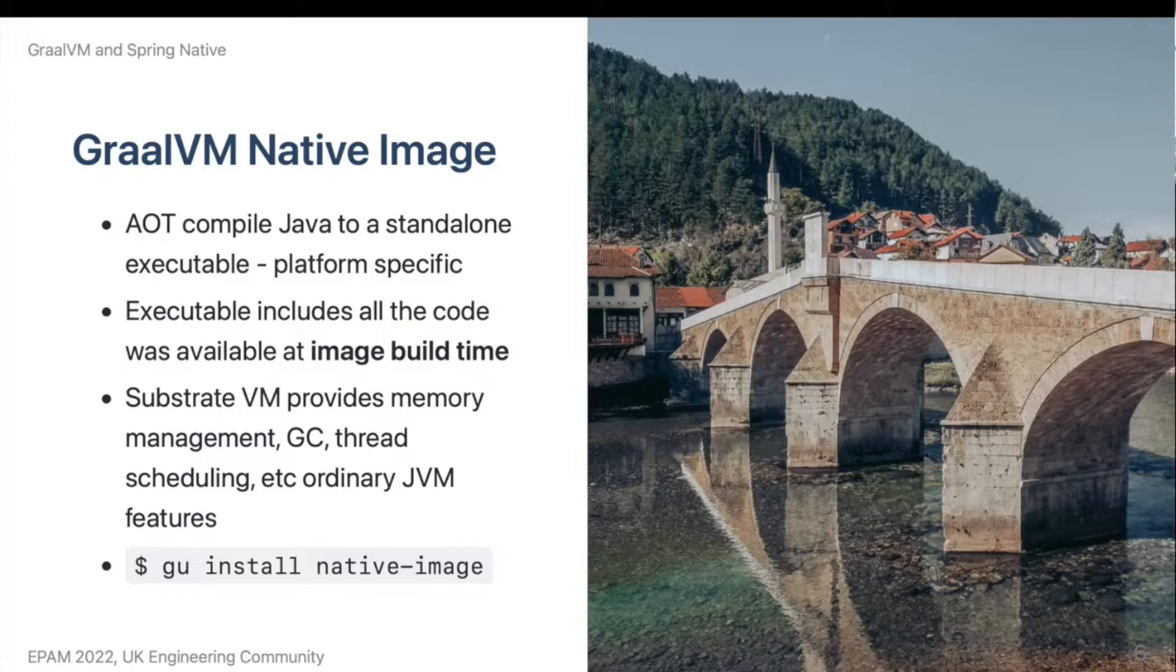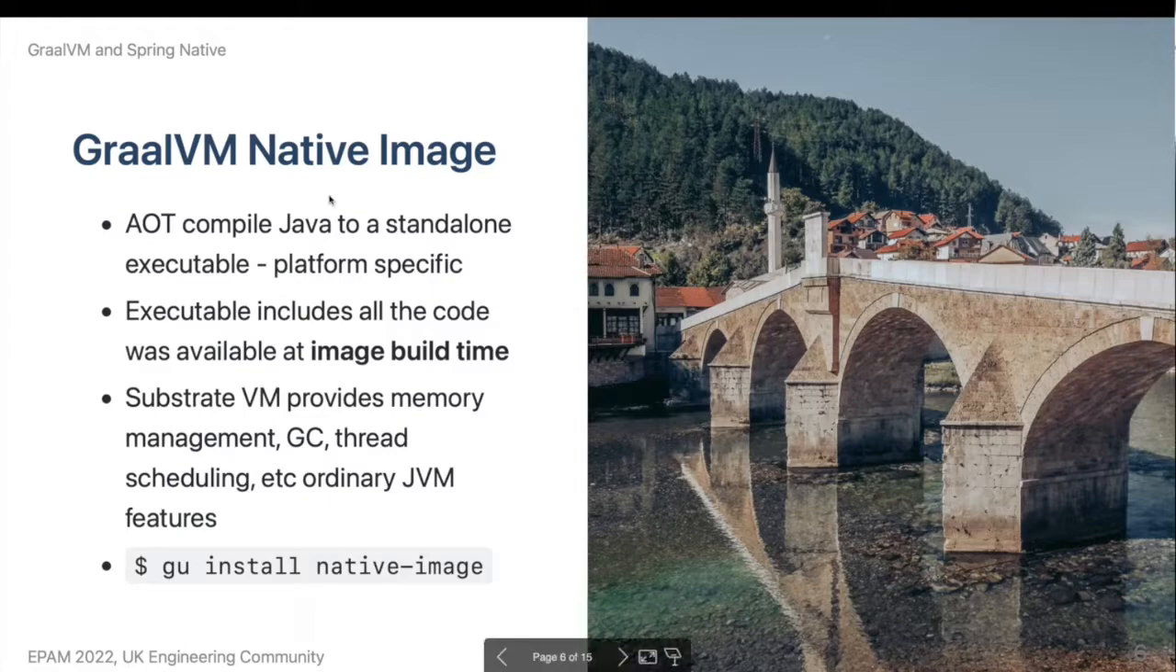AOT compilation and native images work in a little different way. It says that everything you have at compile time, at build time, is what you will get in your application. You cannot add anything else when you build your application and you'd like to execute it. Interesting.